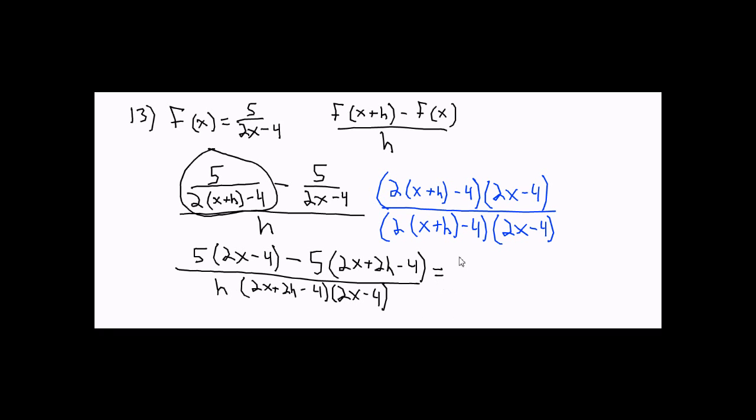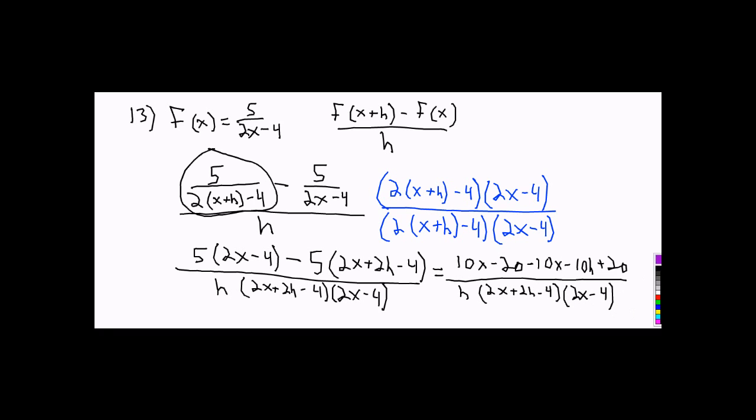So up top, we're going to have 10x minus 20 minus 10x minus 10h plus 20. All that is over the same thing, h times 2x plus 2h minus 4 times 2x minus 4. Now, let's go to a cool color here. Pink. 10x minus 10x is going to go away. Minus 20 plus 20 is going to go away.